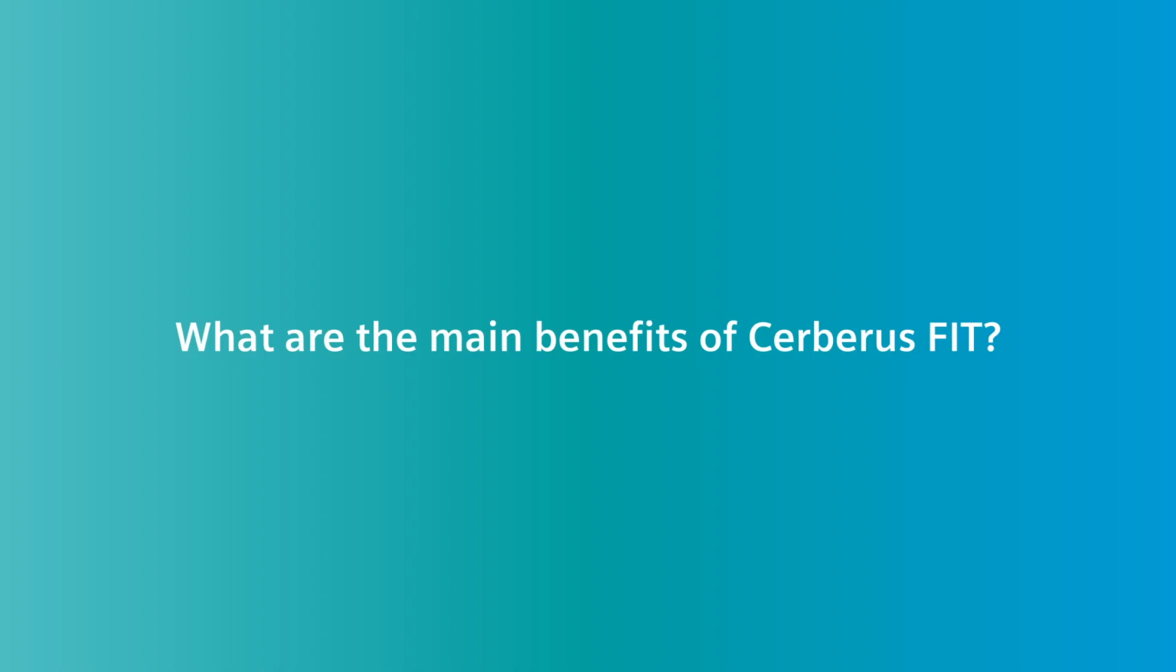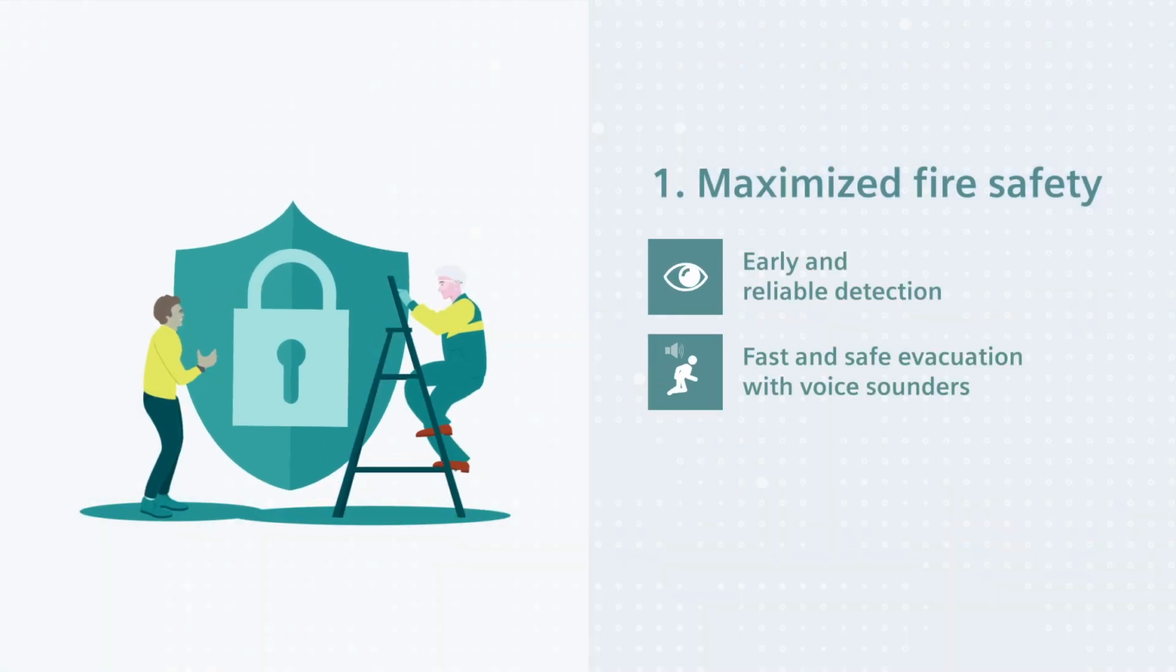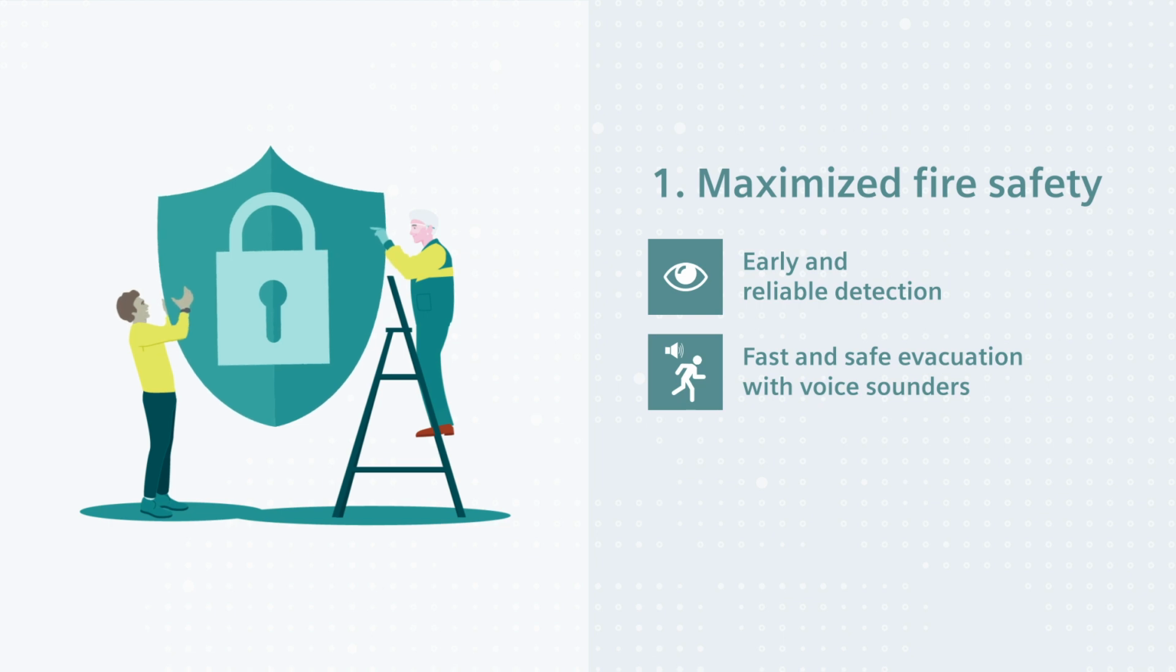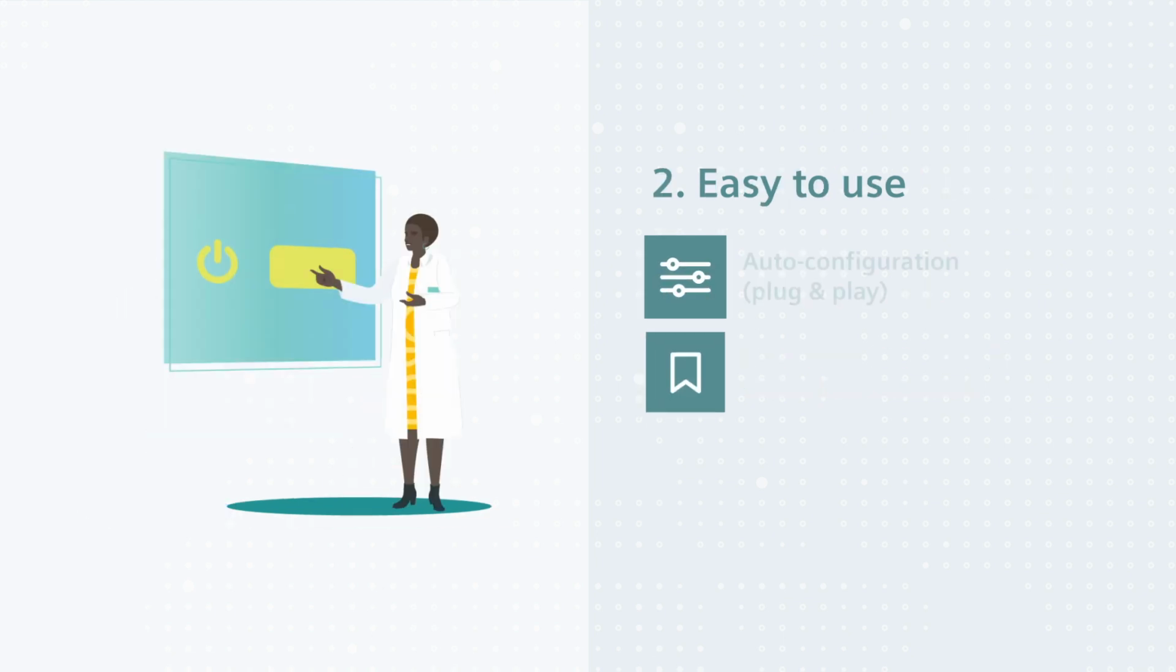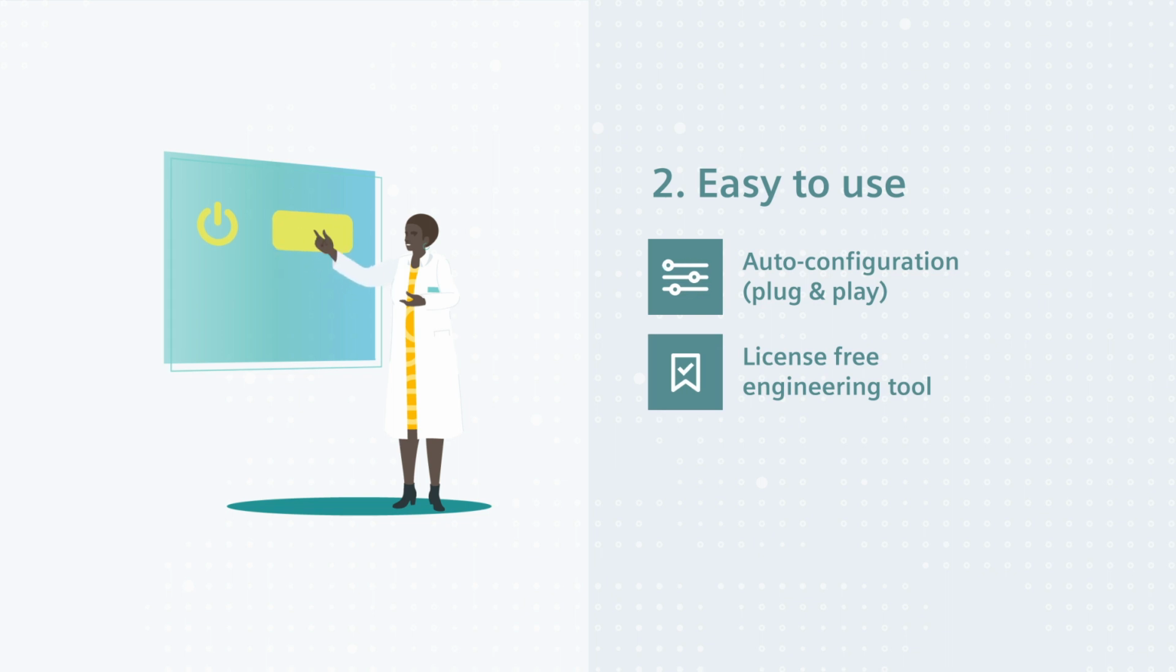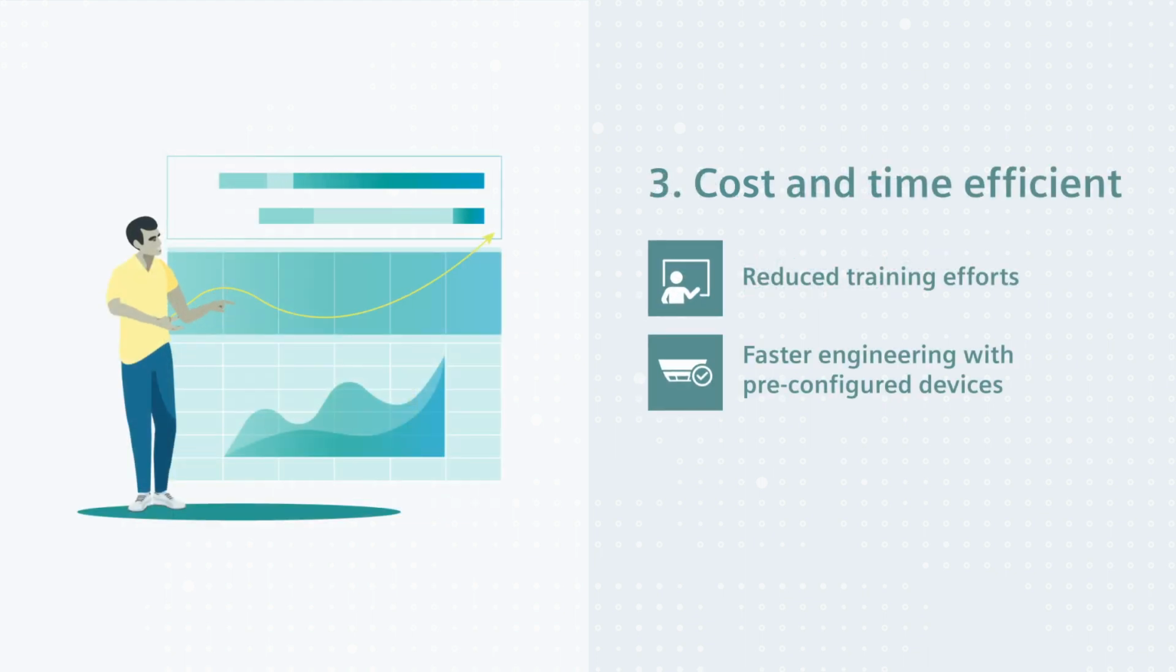What are the main benefits of Cerberus FIT? Cerberus FIT maximizes the fire safety of buildings thanks to early and reliable detection as well as fast evacuation. The system is easy to use with auto-configuration and a license-free engineering tool. Cerberus FIT helps service providers save time and costs since it reduces training efforts. It is equipped with building engineering tools and pre-configured devices.